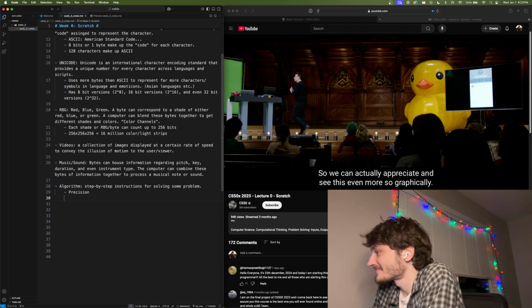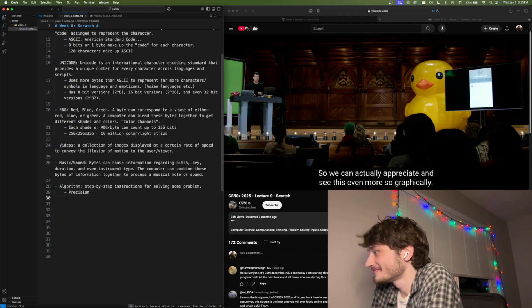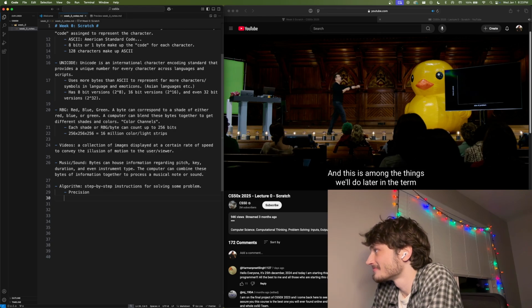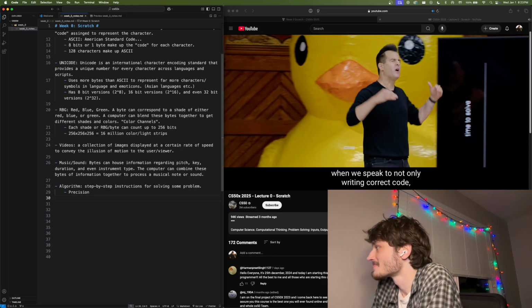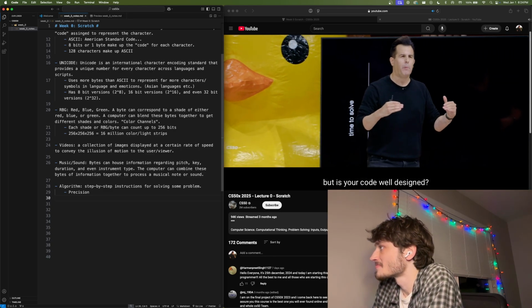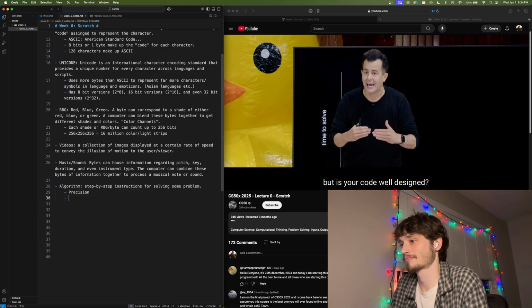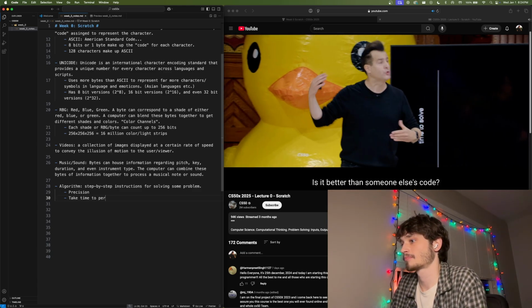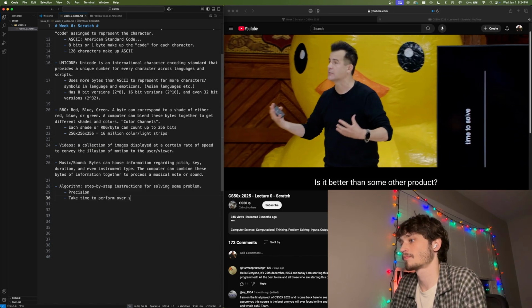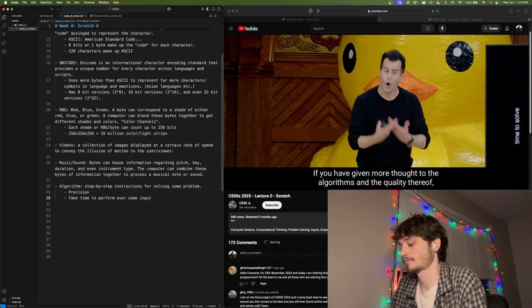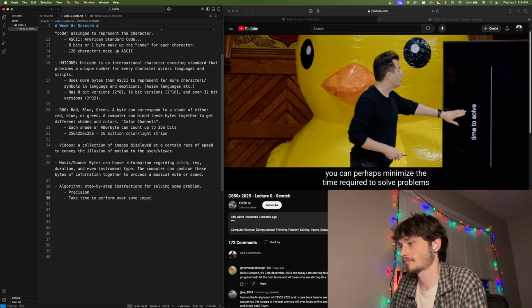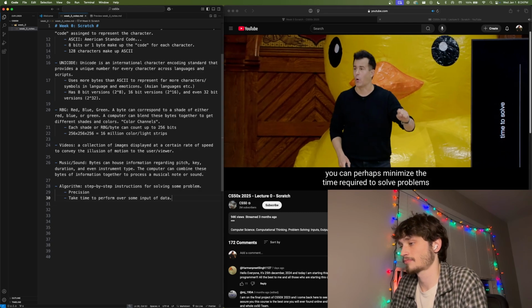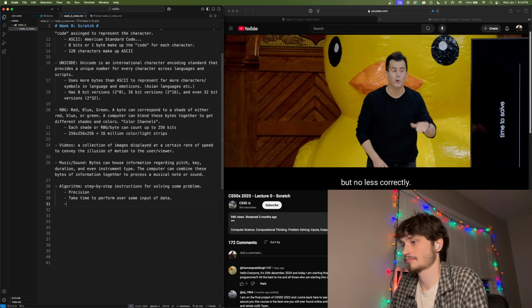So we can actually appreciate and see this even more so graphically, and this is among the things we'll do later in the term when we speak to not only writing correct code, but is your code well designed? Is it better than your previous code? Is it better than someone else's code? Is it better than some other product? If you have given more thought to the algorithms and the quality thereof, you can perhaps minimize the time required to solve problems, but no less correctly.